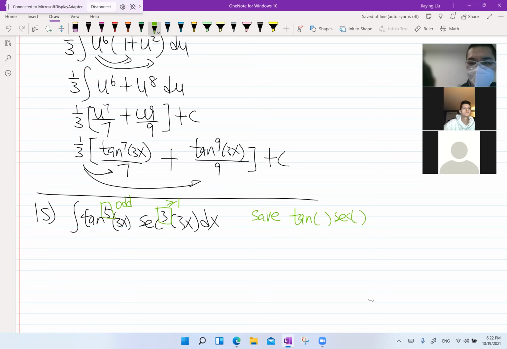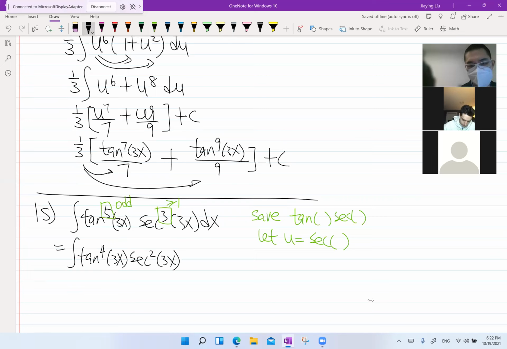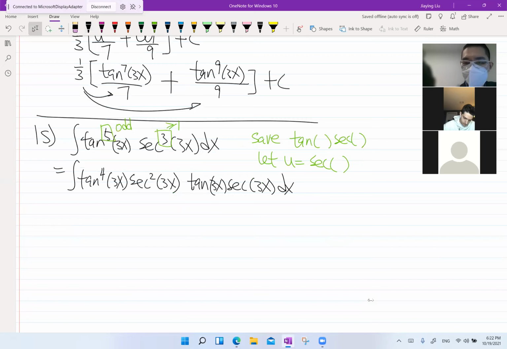And then we're going to set u equals secant. So let me write down what I have. So I have tangent to the 4th power of 3x after I save one tangent, and the secant squared 3x after I save one secant, then multiply with tangent 3x secant 3x dx. And I'm going to let u equals secant 3x.